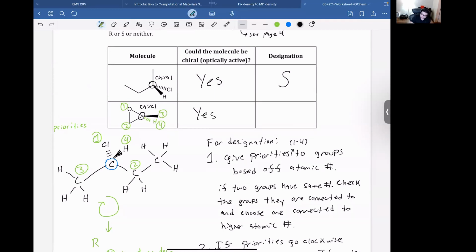And then if you're looking at this, this is moving in a counterclockwise direction from 1 to 2. That's really what you're looking at. So from 1 to 2 to 3, that goes counterclockwise. This is S.